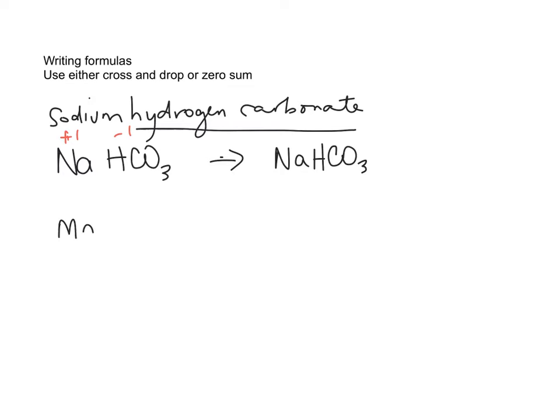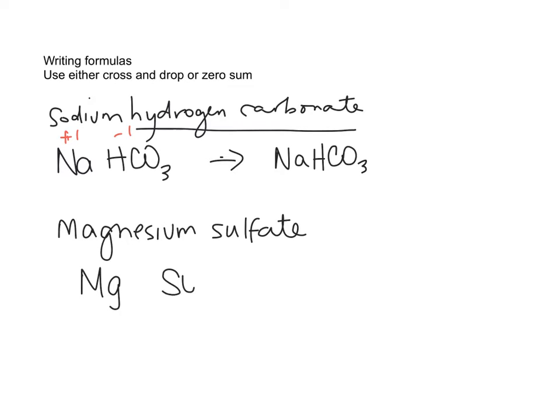Magnesium sulfate. So write the symbols. So Mg, and then sulfate in the table is SO4. It has a charge of 2-, and magnesium has a charge of 2+. So we've got 2+ and 2-. They're the same number, so they're going to cancel when you cross and drop them. So it's just MgSO4.